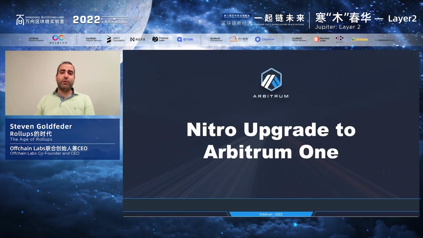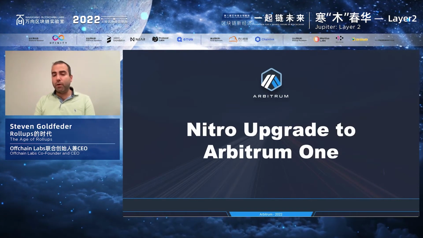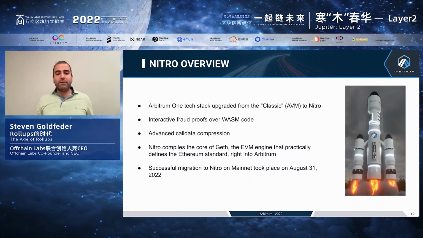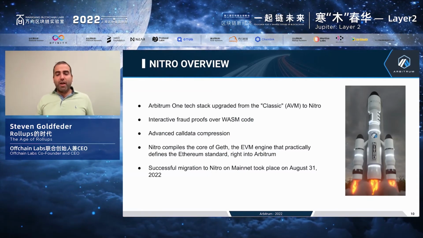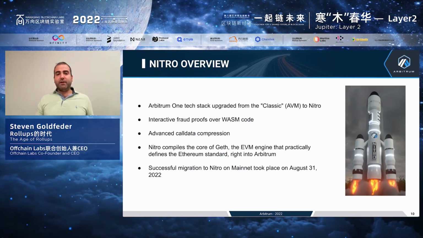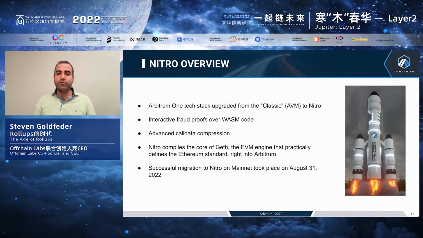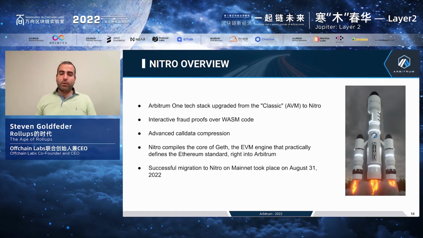I mentioned earlier the Nitro upgrade that we did a few weeks ago. Let me talk a little bit more about that, first from a technical perspective. So what is the Nitro upgrade? What did it do? The basic idea is, until a few weeks ago from launch, we were using what's called the Arbitrum virtual machine. That's what we were running on chain.